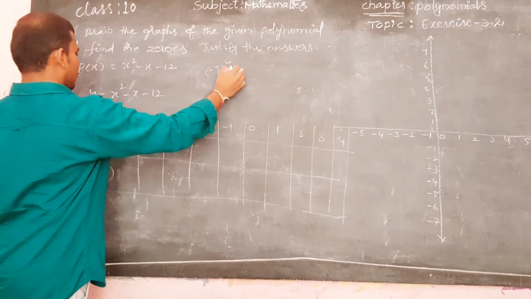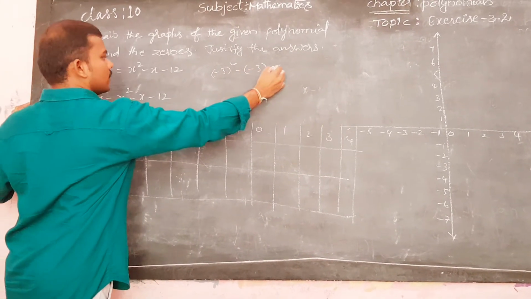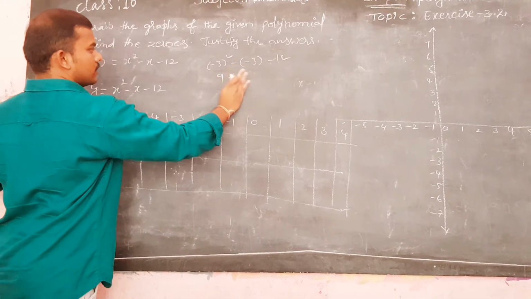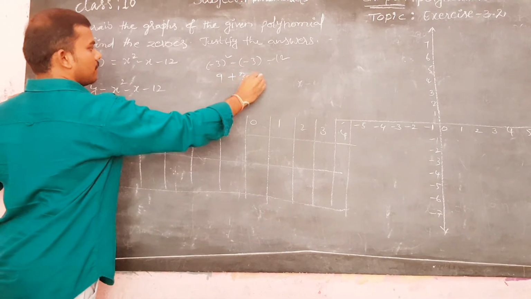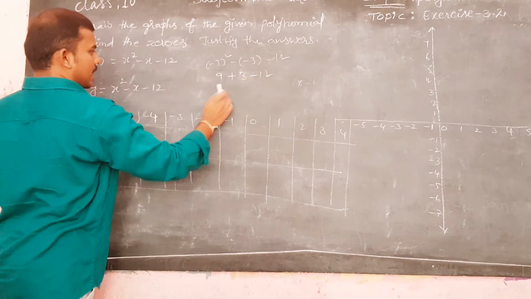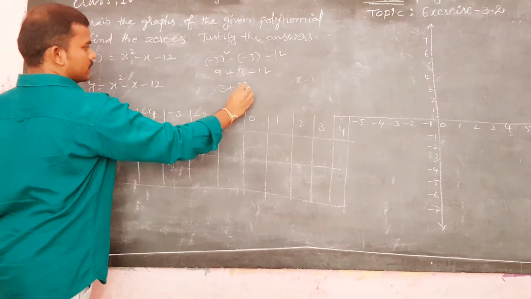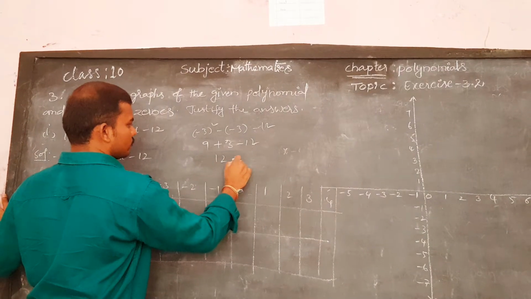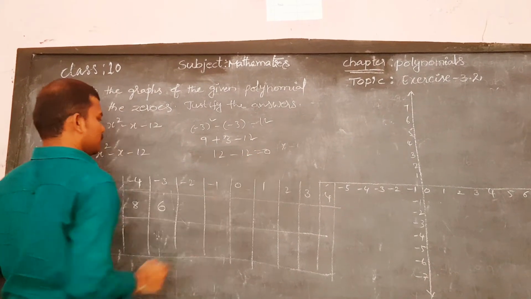So next, minus 3 in place of x. Minus 3 whole square, minus of minus 3, minus 12. 3 square means 9 plus 3 minus 12. 9 minus 12 is minus 3, minus 3 plus 3, that is equal to 0.